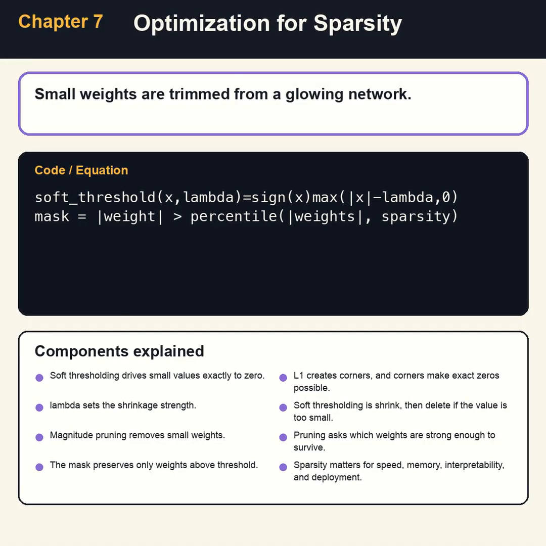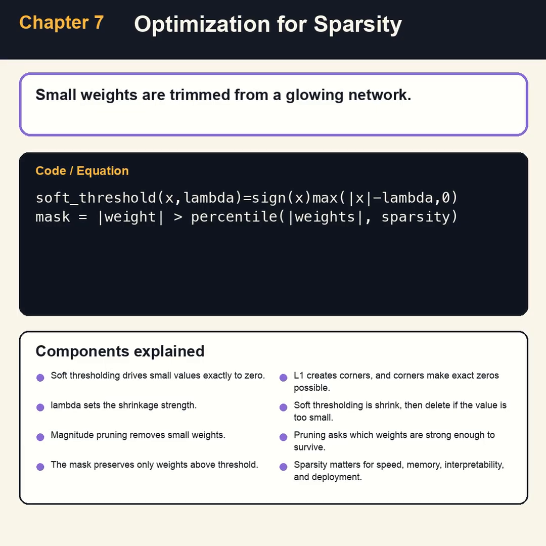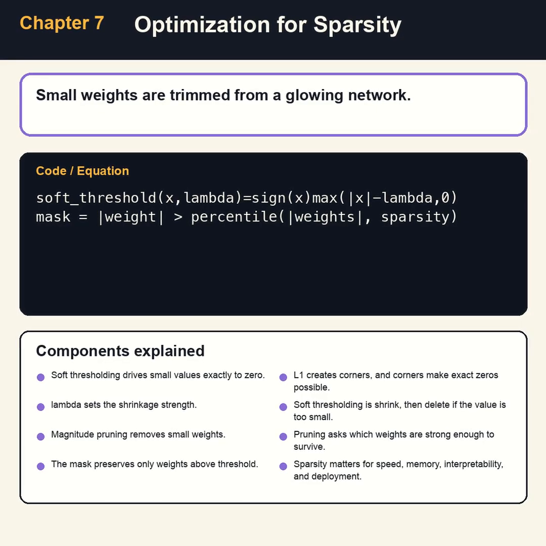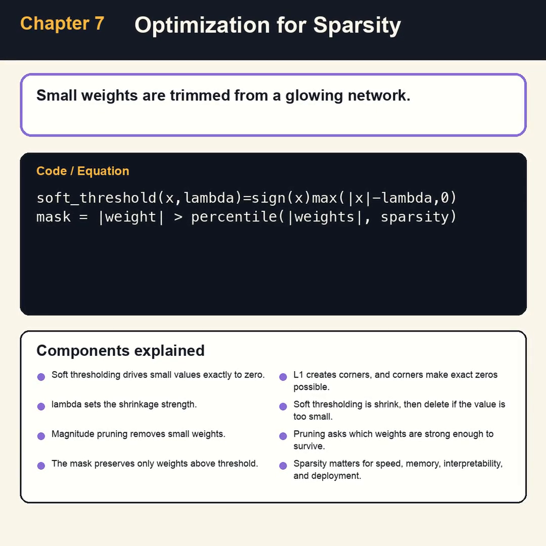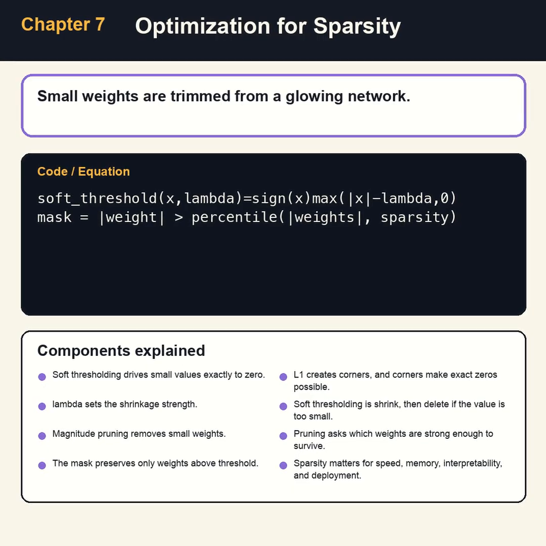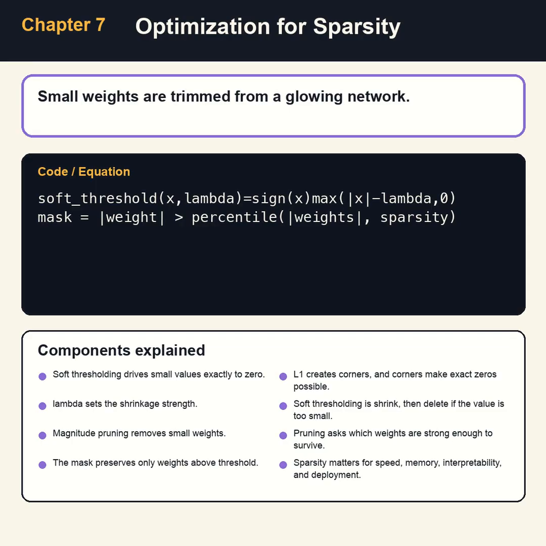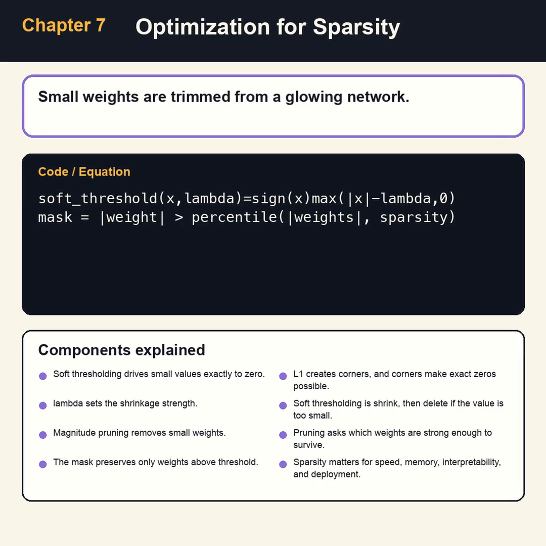L1 regularization became useful because its sharp corner at 0 makes exact deletion mathematically natural. Magnitude pruning is the battlefield version. After training, remove the weakest connections and see which pathways were truly carrying the story.